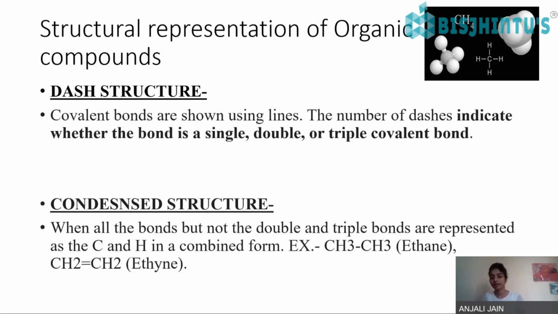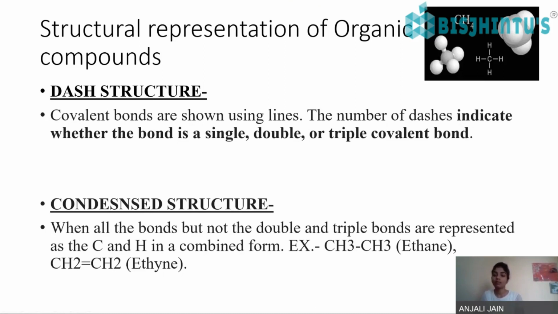Then the condensed structure is there. It simply does not show the covalent bonds. It is the condensed structure, like ethane. So we'll simply write CH3CH3, or we can write C2H6 in the condensed structure, where we do not mention the double or triple bond. It is just represented in the form of carbon and hydrogen.